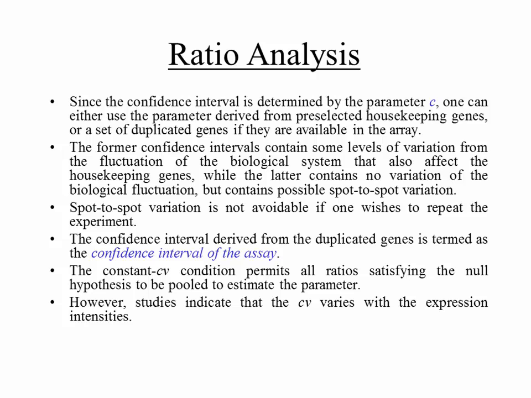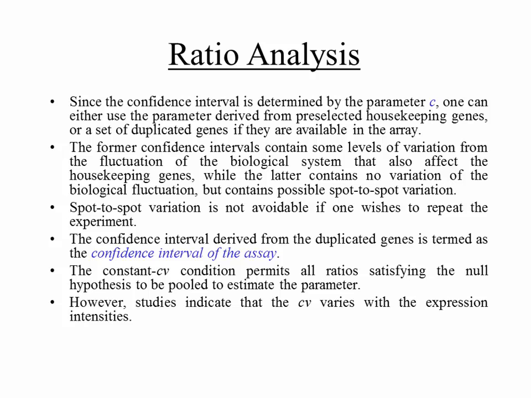Since the confidence interval is determined by the parameter C, in that density function that I showed you that contains C, one can either use the parameter derived from pre-selected housekeeping genes, because for housekeeping genes you know that the ratio is 1, or you can use a set of duplicated genes if they are available in the array. Like if you take a gene for hemoglobin at location number 10, and then a gene for hemoglobin at location number 20, then the ratios you get should be the same. If they are not, then I can do some correction for that.